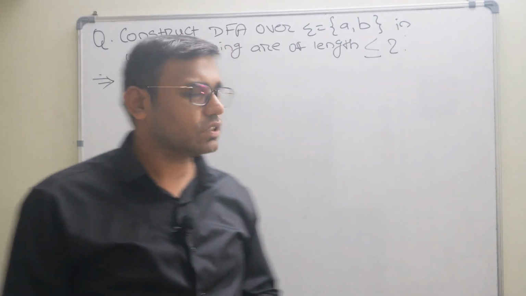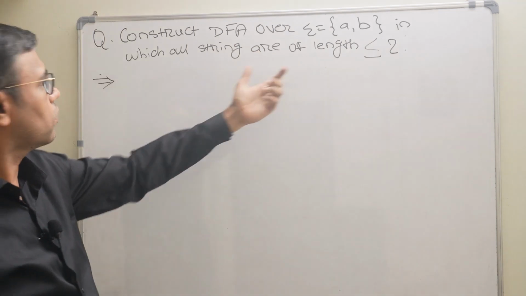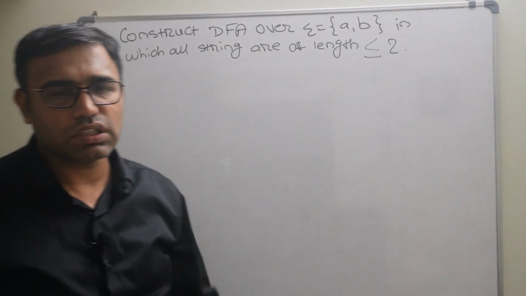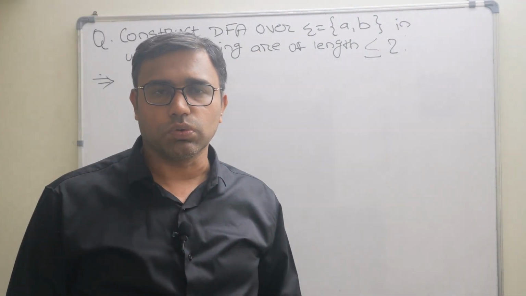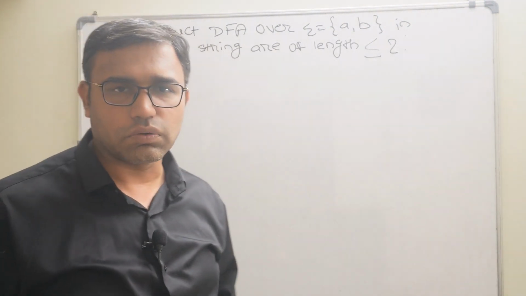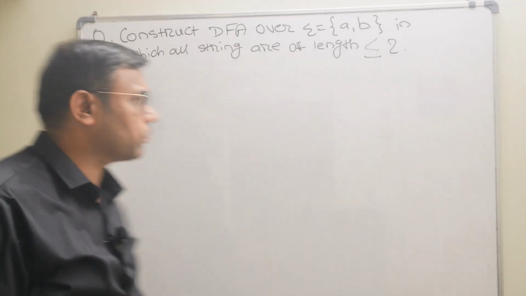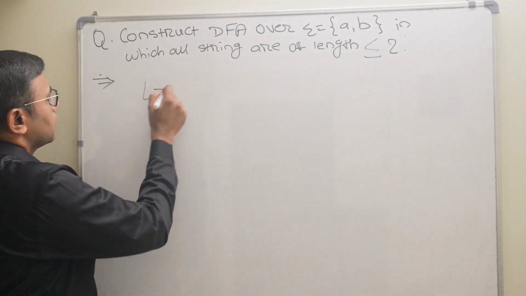Hi, the question is: construct a deterministic finite automata over input symbols a, b in which all the strings are of length less than or equal to 2. So it should contain all the strings which are of length less than or equal to 2. So it may accept the null symbol also.